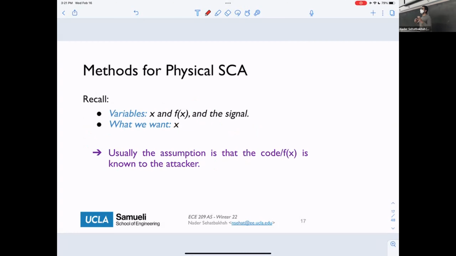Now let's see how these attacks happen in reality. What are the main methods to do that? We know what the goals are and what the means are for it, so now let's actually talk about the details. Any questions so far?